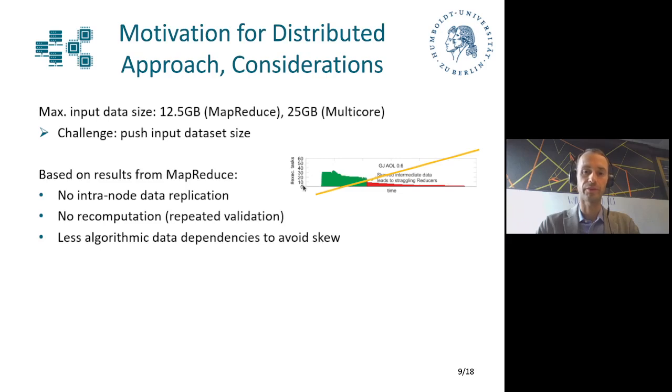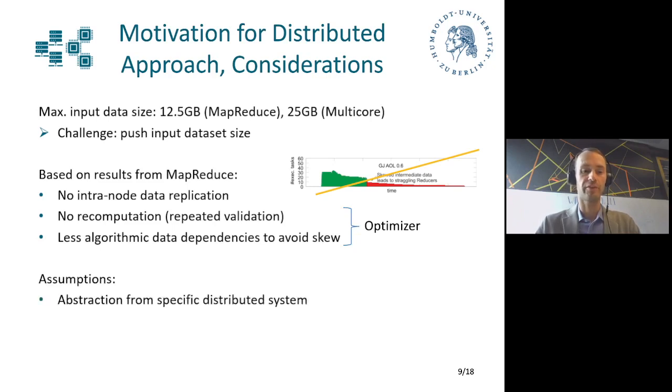On the y-axis we see the number of tasks, and on the x-axis we see time. At first the utilization is quite good, and then the utilization decreases, and we have a long tail here of straggling reducers. This is due to skew, which occurs because the algorithm is dependent on certain data characteristics which were not good in this case, and we found that most algorithms suffer from this problem so far. We develop an optimizer to tackle these last two problems.